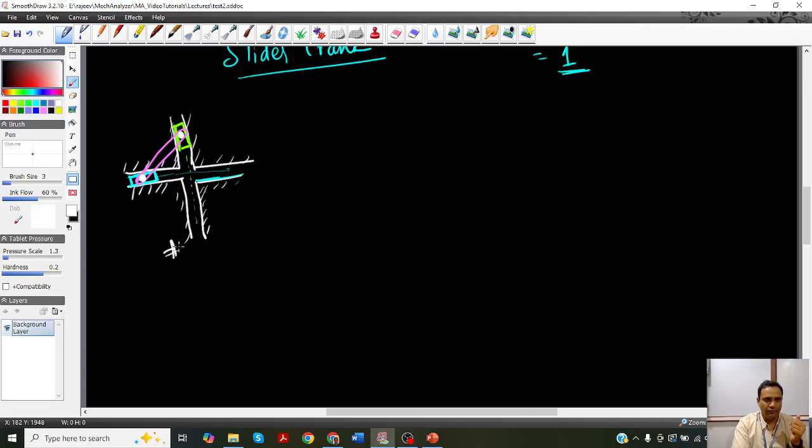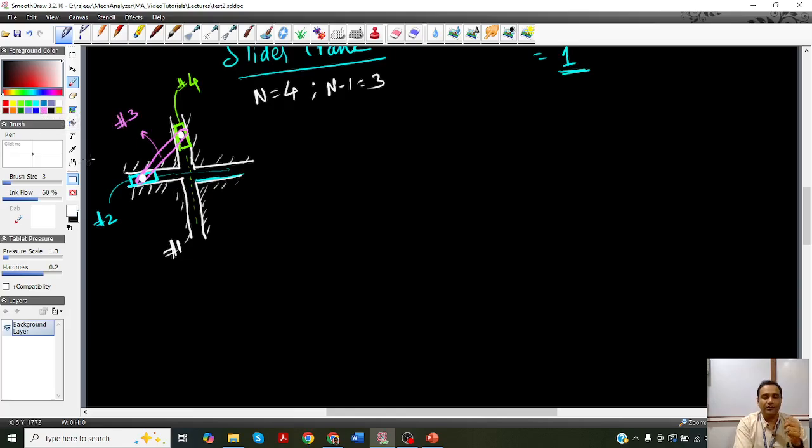So the ground will be 1. The ground is the white one. The blue slider will be number 2. The magenta connecting arm will be number 3. The green slider will be number 4. Okay. So in this case, n is 4, n minus 1 is 3.